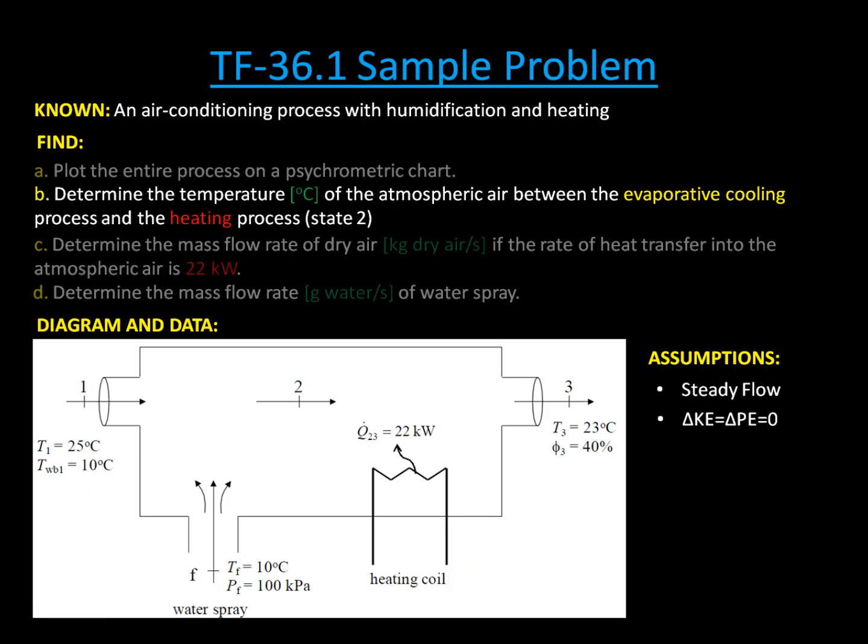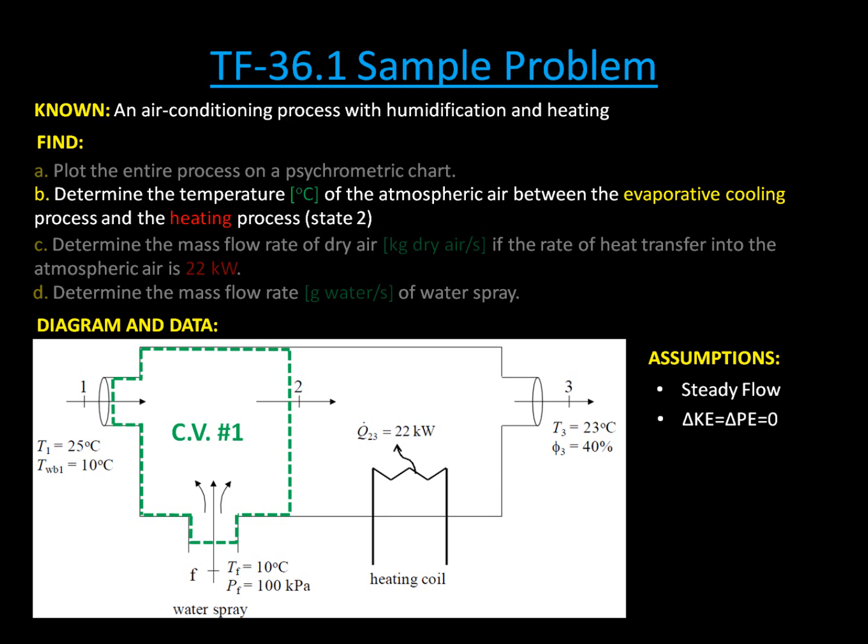So part B asks us to determine the temperature of the atmospheric air between the evaporative cooling process and the heating process. So what is it at state 2? Let's draw a control volume just to make sure we're talking about the same thing, just around this process. The key to solving a complex air conditioning problem, no matter how complex it gets, is to break it up into small processes to fix and find information.